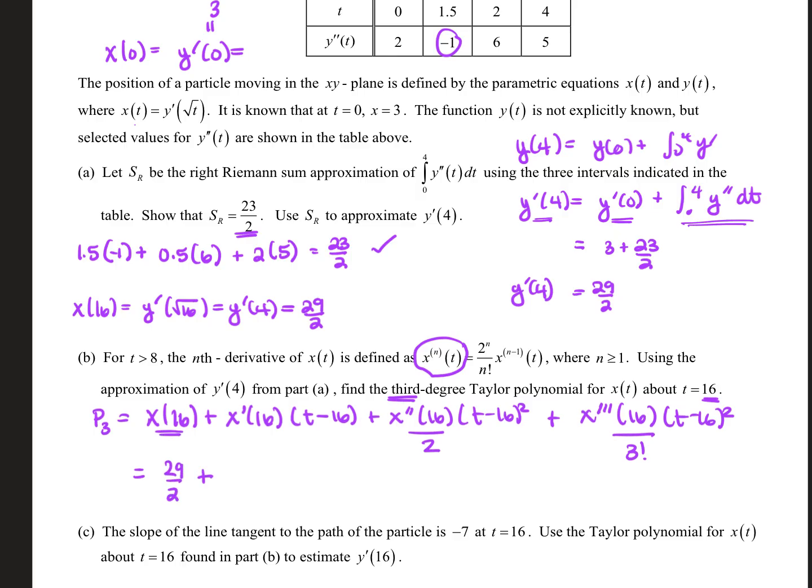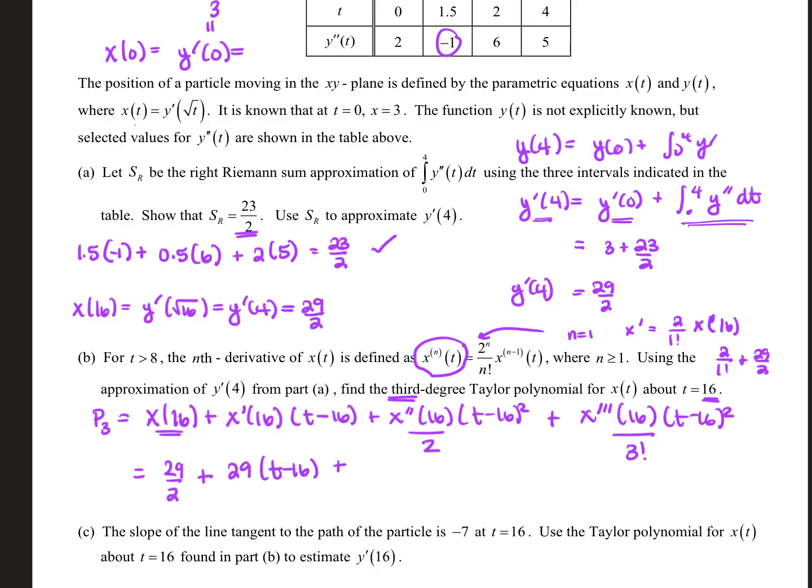The next one is, all right, so we need to find the first derivative at 16. They gave us a derivative formula. So if n is equal to 1, that would be your first derivative. So x prime of 16 would then be 2 over 1 factorial times x of 16, which is what we had here, which was 29 halves. So this will be 2 over 1 factorial times 29 halves. So that's going to leave us with 29.